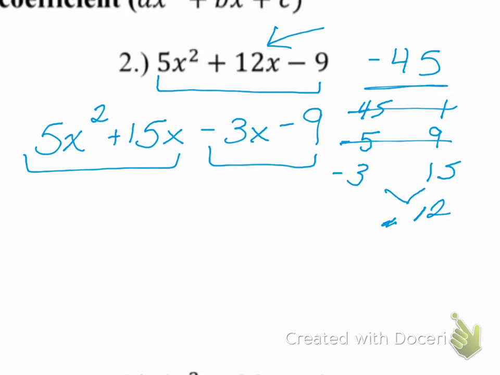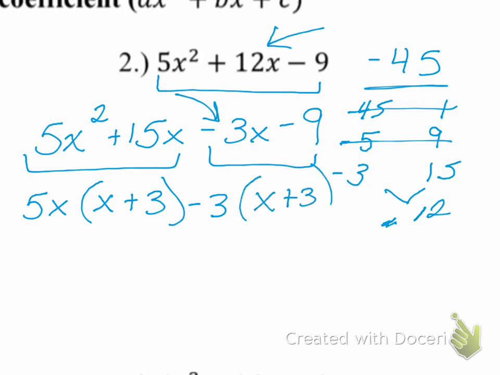So my GCF of the first group would be 5x, leaving me with x plus 3. Notice how this guy here is negative, so I need to factor out a negative 3, and that leaves me with x plus 3. Awesome, I know I've done it right because those are the same. And my final answer is 5x minus 3 and x plus 3.